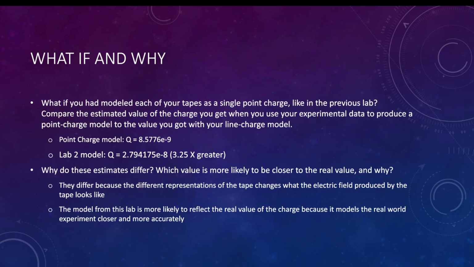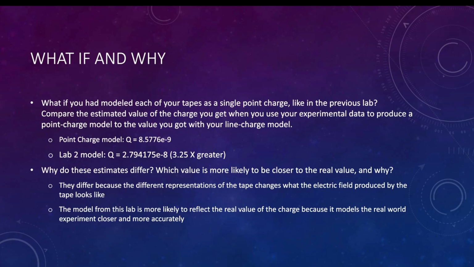So what if each of your tapes was taken as a point charge? Well, it'd be like in Lab 1, where we got a charge of 8.5776 times 10 to the negative 9th, whereas in this model, where we modeled it as a line of charges, we got 2.79 times 10 to the negative 8th. This is a difference of 3.25, as I mentioned in the introduction.